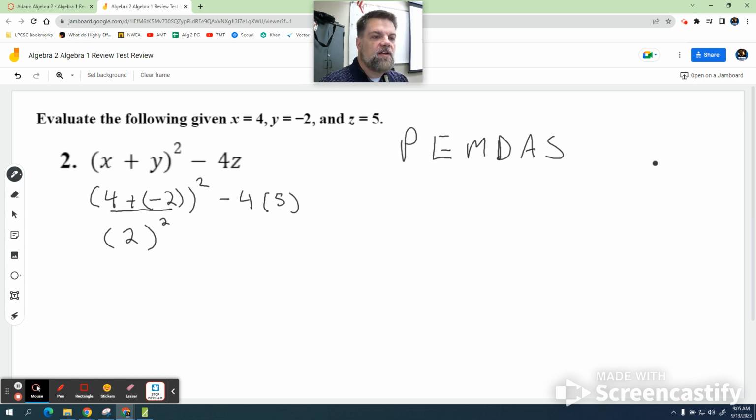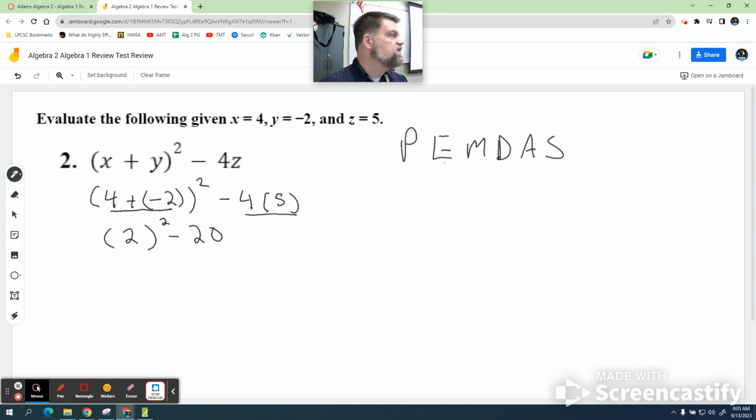Everything else stays the same, except over here I'm going to address this. What's -4 times 5? -20. Okay. So now what do I do? Well, are there any more parentheses that I can do work inside the parentheses? No. So now I'm going to move on to the exponents.